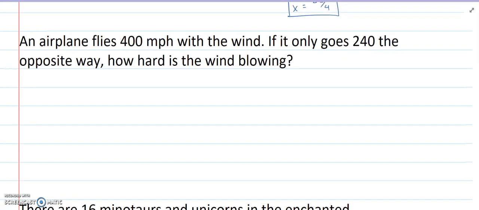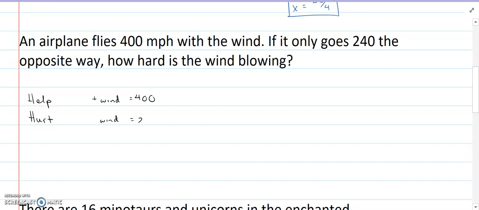The story says an airplane flies 400 miles per hour with the wind. It only goes 240 the opposite way. How hard is the wind blowing? So what we need to think about in this particular situation is the idea of being helped versus being hurt. If the wind is helping you, you're going 400 miles an hour. If the wind is hurting you, that means you're only going 240.